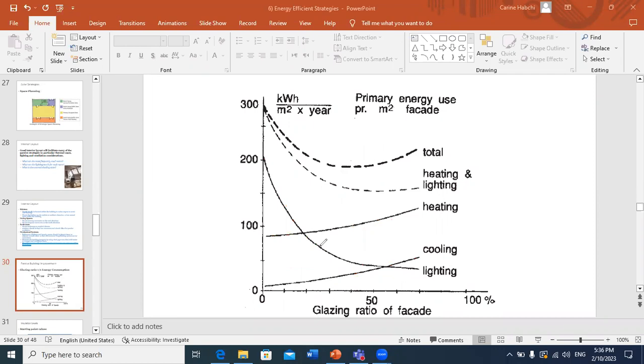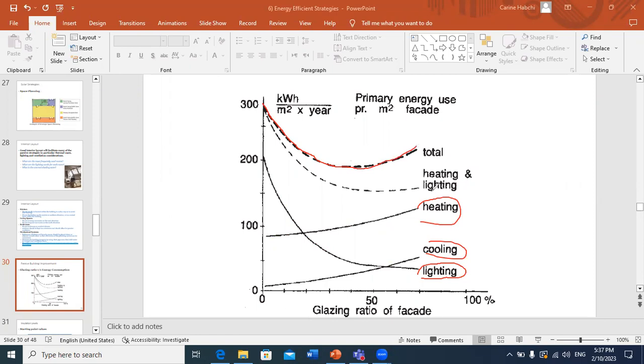So now, what you can do is the summation. I will sum the lighting energy consumption, the cooling energy consumption, and the heating energy consumption. And I will optimize, and when I find the minimal consumption, this will give me the optimal glazing ratio.